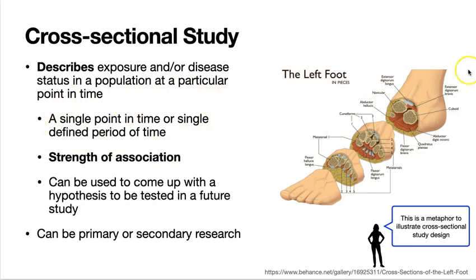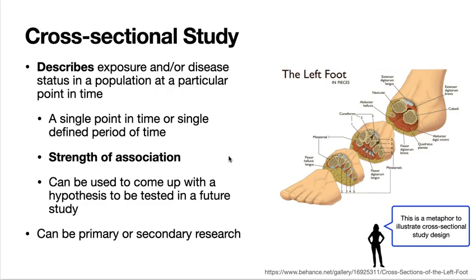So imagine this foot is a clock. It's time. It's a really long time span, and you're just going to take a slice of that time span and see what's going on in that time span. You can see what's associated with what, right? You can see if there are people who have a certain disease and a certain kind of exposure at the same time. You can be like, ooh, this happened at the same time. But that's all you can tell. All you can tell is things that happen at the same time. And then this can be used to come up with a hypothesis that you can test in the future.